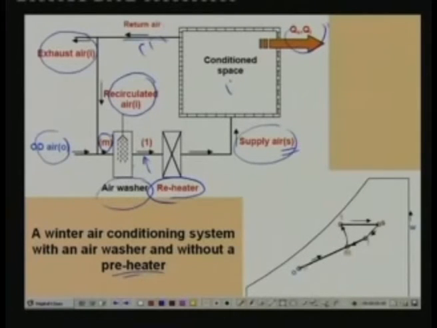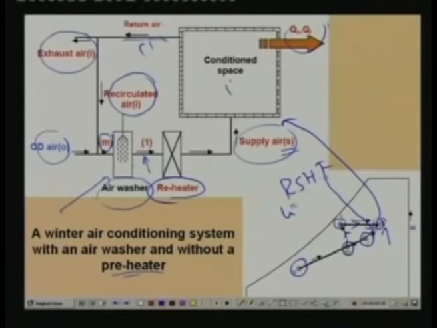This process is shown again on the psychrometric chart here. You have the outdoor air and the recirculated air, both are mixed. This is the condition of the mixed air. So this process M to 2 is what happens in the air washer. The humidity increases to the required level, and at this point it enters the heater where it is sensibly heated to the required temperature S. At this state it enters the building, and as it flows through the building it takes care of the load, and again this is your RSHF line. So this is another system.